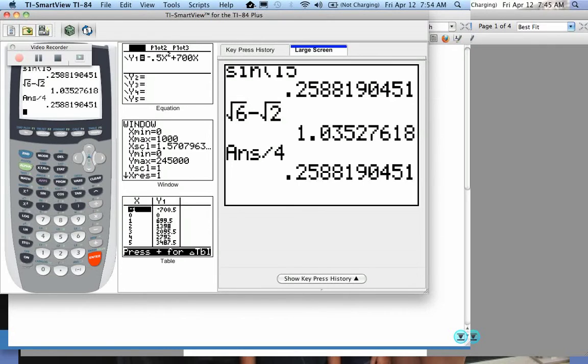So notice that the two decimals turn out to be the same. So that's a way to check your work at the end, because square root of 6 minus the square root of 2 all over 4 doesn't necessarily make sense to the problem. It's just kind of an arbitrary number, but you can check your work out.